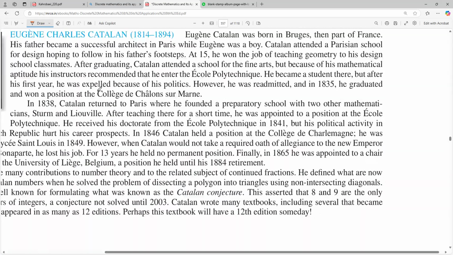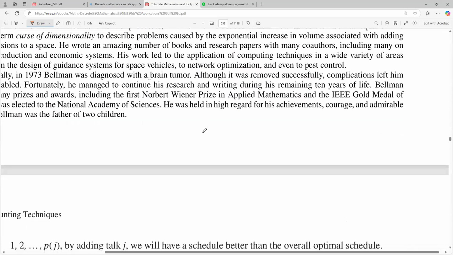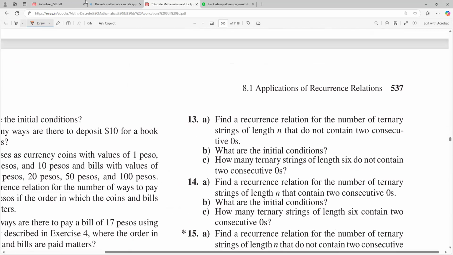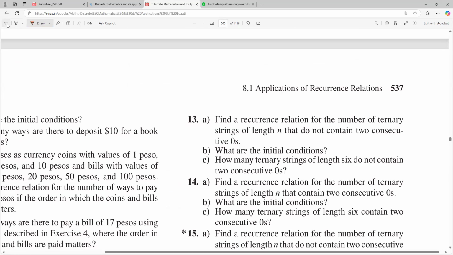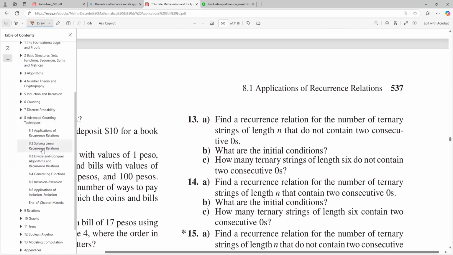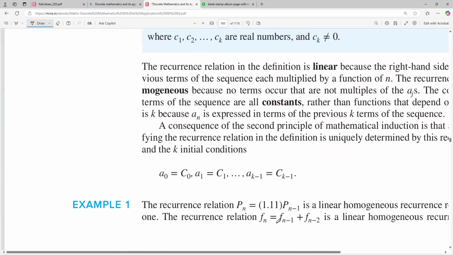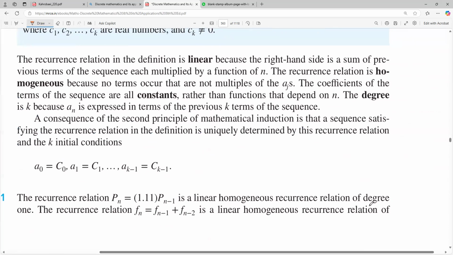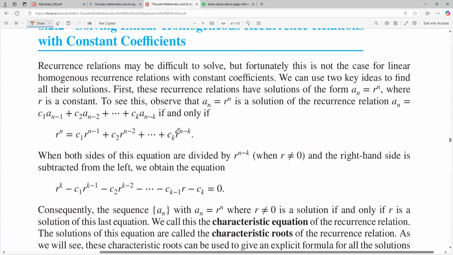There's another one with the roots, where you try to find the different formulas. Does anyone know what sections there are? 8.1 to 8.3. Bingo. Linear homogeneous recurrence relations.